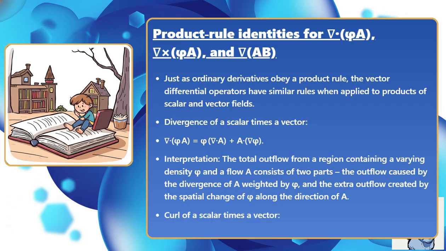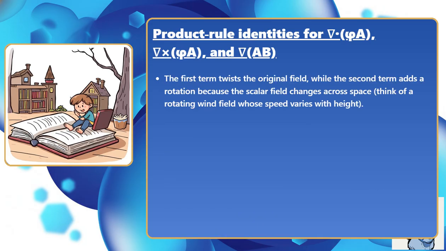Curl of a scalar times a vector. Del cross phi A equals phi del cross A plus del phi cross A. The first term twists the original field, while the second term adds a rotation because the scalar field changes across space. Think of a rotating wind field whose speed varies with height.